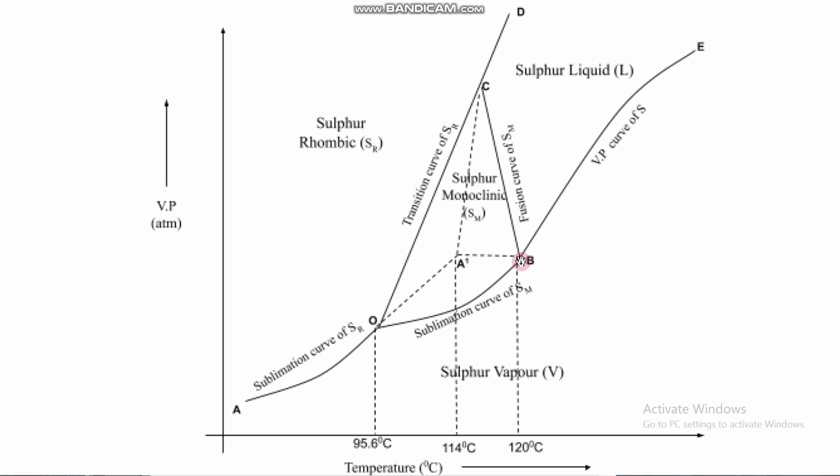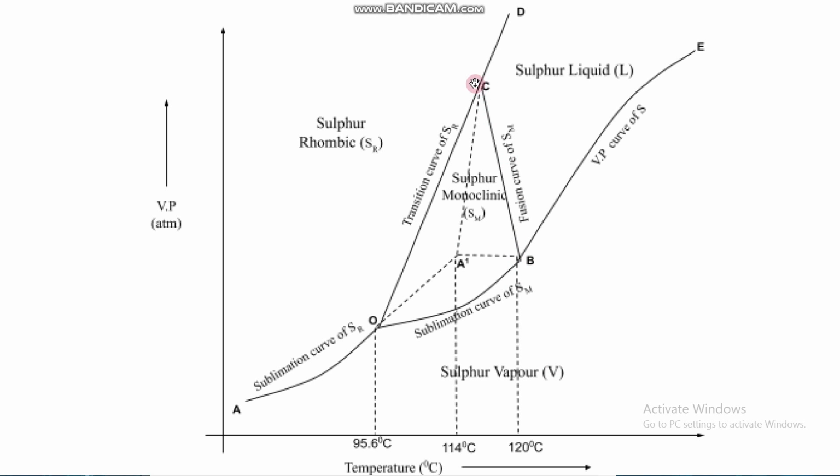Correct? The next point is this one, point B. Here the three curves BE, BC and BO meet. At this point sulfur monoclinic, sulfur liquid and sulfur vapor are in equilibrium with each other. Degree of freedom is again 0. This is also invariant.